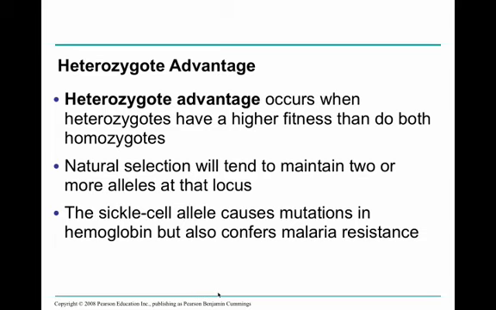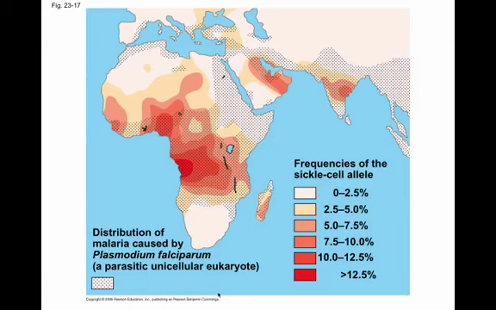In the example that you saw in the laboratory, the sickle cell allele causes mutations in hemoglobin, but the resulting change in shape of the cell confers resistance to malaria, allows greater survival to malaria. Now, if we look at this distribution map of where malaria caused by this particular organism is found, look at the frequencies of the allele where you have the spotted area, that's where you find the malaria. Notice how the sickle cell allele has higher frequencies in these areas where you also find the malaria.